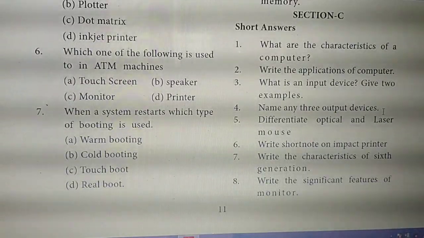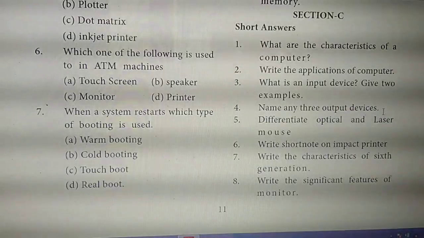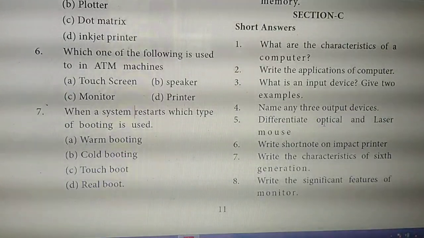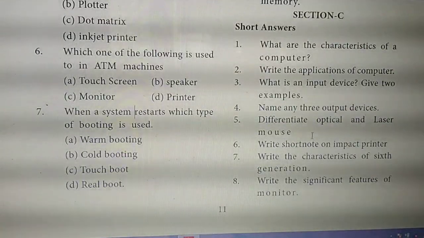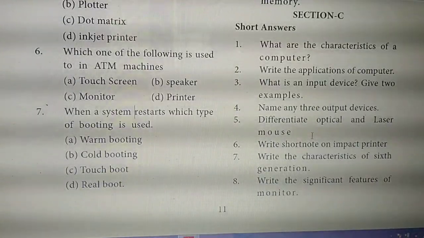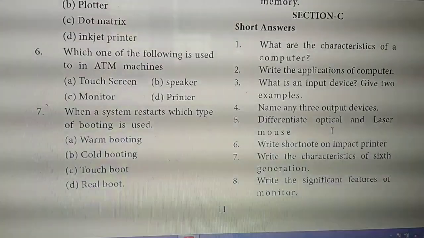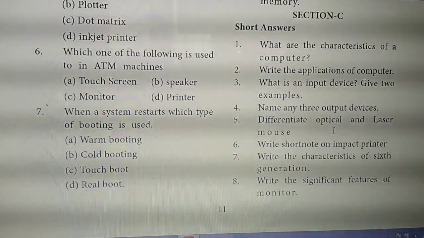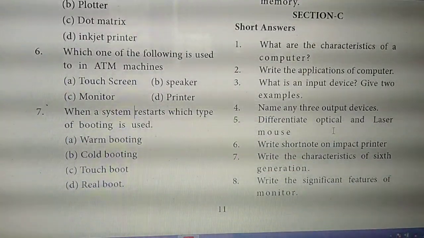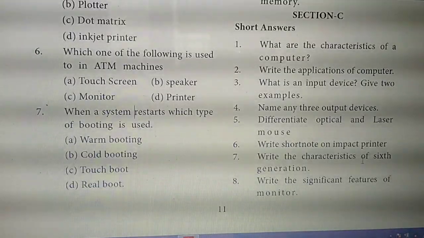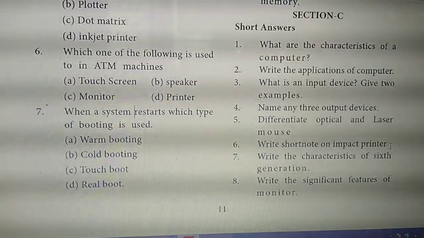Then fifth question, differentiate optical and laser mouse. This one also you need to write in notes, in your paper or notebook. Then sixth question, write a short note on impact printer, page number 8.